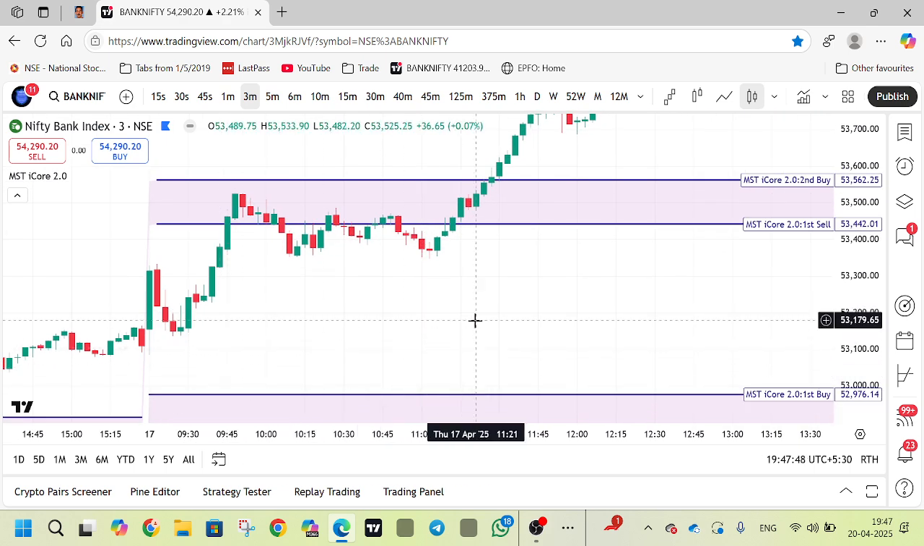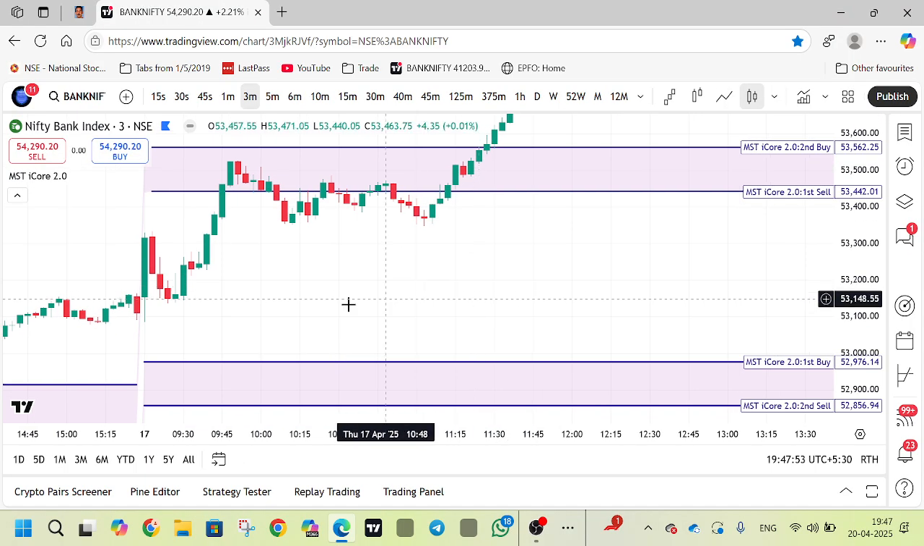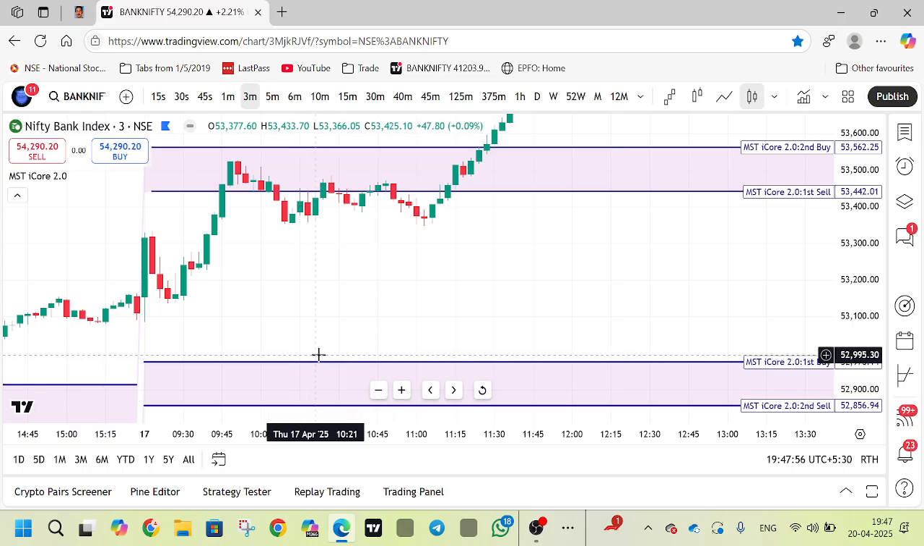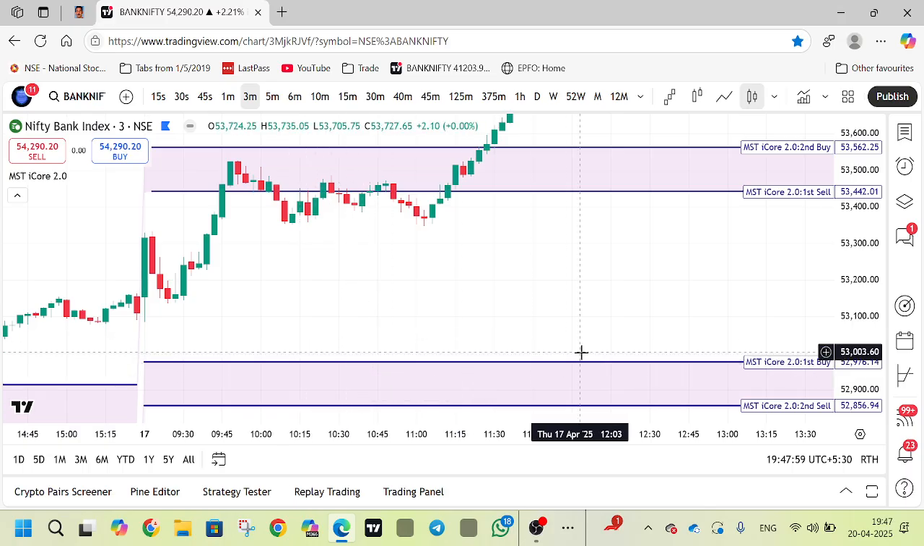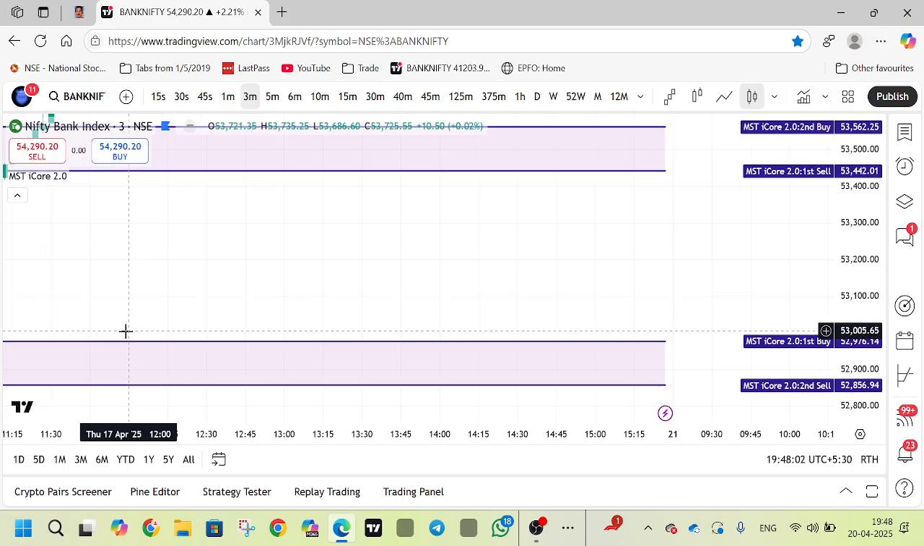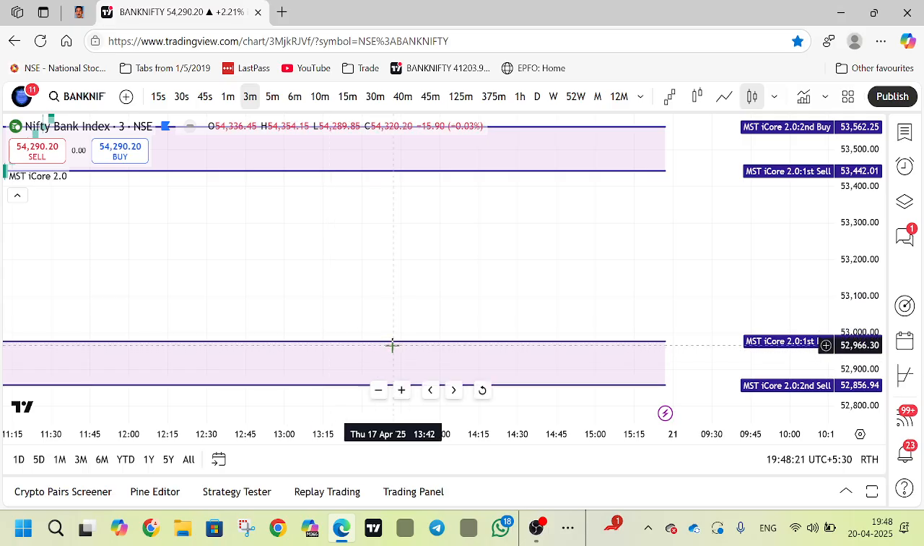Now once the market has opened, either it has to go upper side or it has to come downside. The bottom two lines we have mentioned as first buy and second sell, and the top two lines we have mentioned as first sell and second buy. The bottom side we are calling buy zone or demand zone. The upper zone we are calling sell zone or supply zone. If the market is coming down and touching our buy zone, we have to take the buy call. If the market is going up and touching our sell zone, we have to take the sell call.